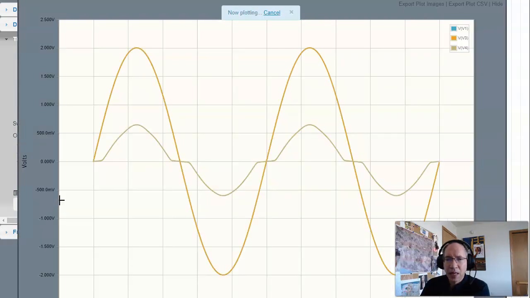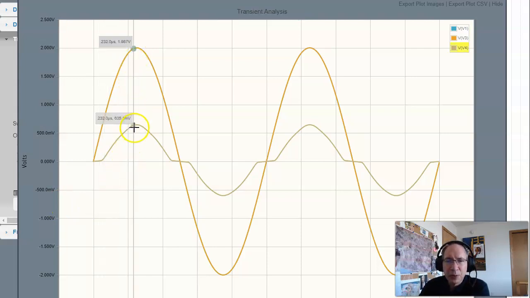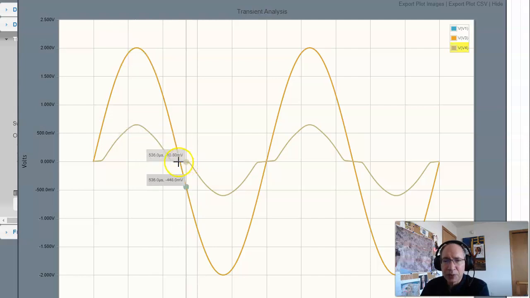Okay, and that's what I want. So here's the input, 2 volts. There's the output. It's about 1.4 volts below. That's the voltage drop across the Darlington pair. And here's your crossover distortion.